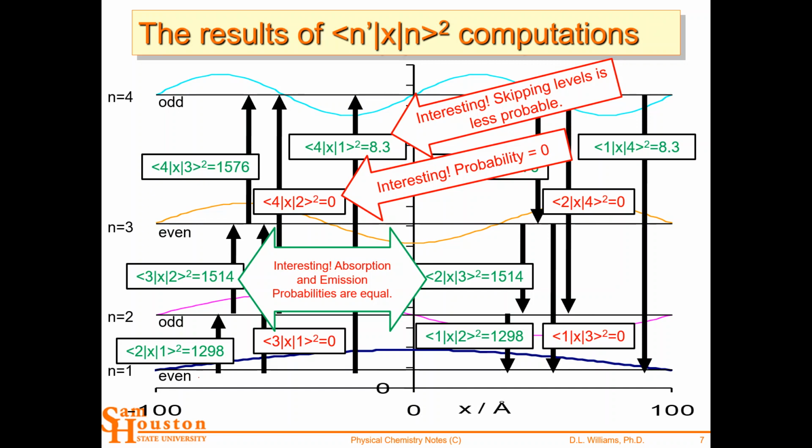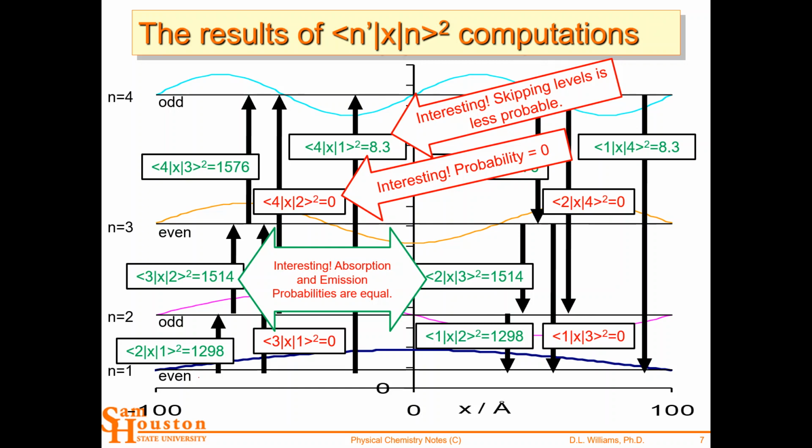This is just the overlaps of those wave functions, okay? And 2 to 4 is 0 probability because it's only changing by 2 levels. So you need to change by an odd number of levels, it appears. Every time we jump 1 level, it's non-zero. If we jump 3 levels, it's non-zero. But if we just jump 2 levels, then it's 0. We can't make a jump with light to 2 levels.